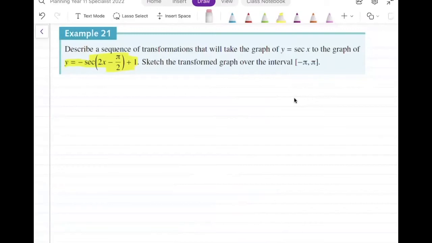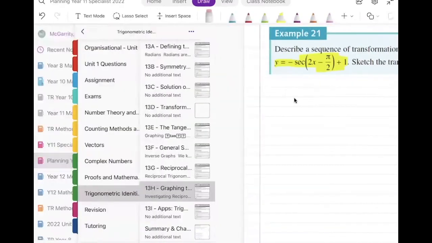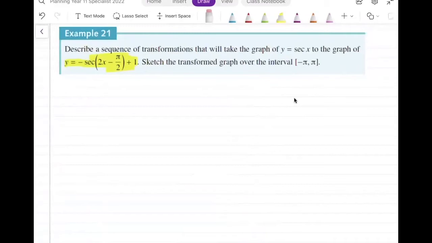Okay, welcome back, everyone. This is going to be lesson 13H, where I'm sketching this highlighted graph here, which is y equals negative sec 2x minus pi on 2 plus 1. Now, I am given the domain of negative pi to pi. However, I'm going to change this to 0 to 2 pi.